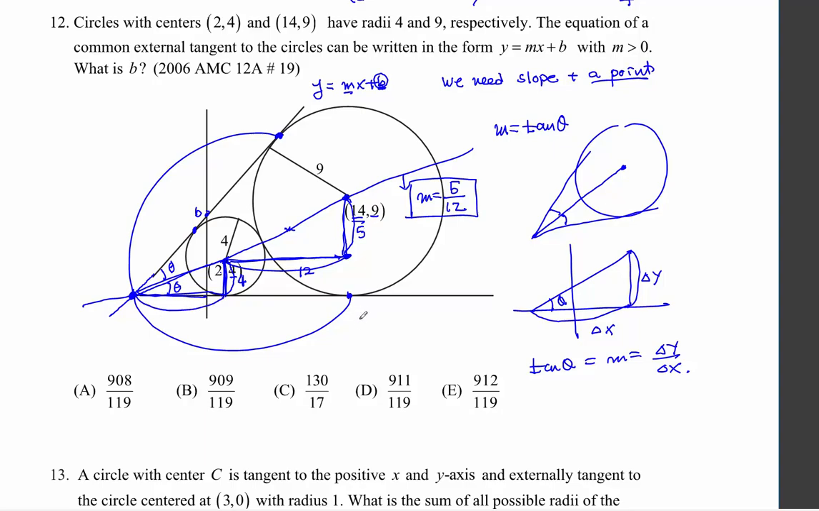5 over 12 equals 4 over, I'm going to call it D. 4 over D, right? This is working too. 5D equals 48. When you divide by 5 on both sides, D equals 9.6. This is 9.6.